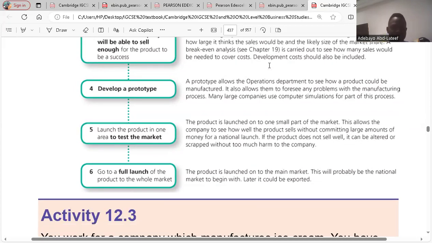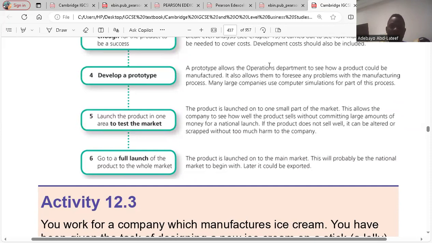So the product is launched. Then we go to launch the product in one area to test the market. So the product is launched onto a small part of the market. This allows the company to see how well the product sells without committing large amounts of money for a national launch. If the product does not sell well, it can be altered or scrapped without too much harm to the company. So as soon as the prototype is developed, you try to test it in the market.